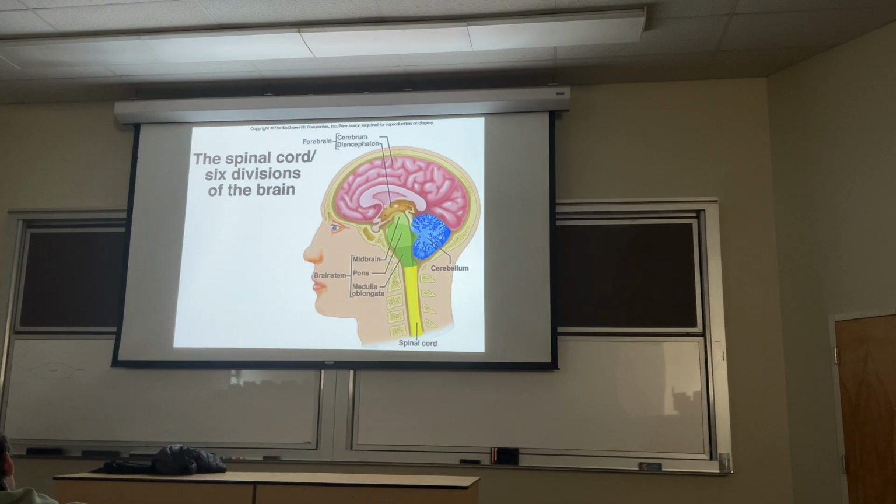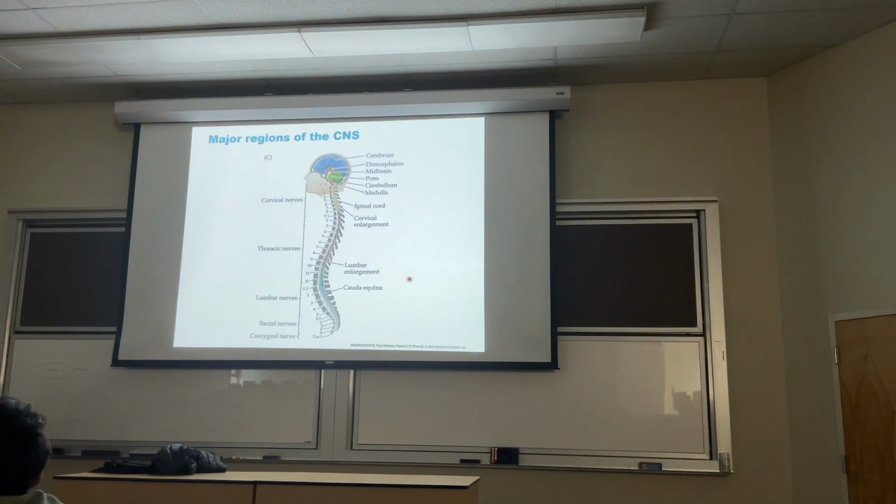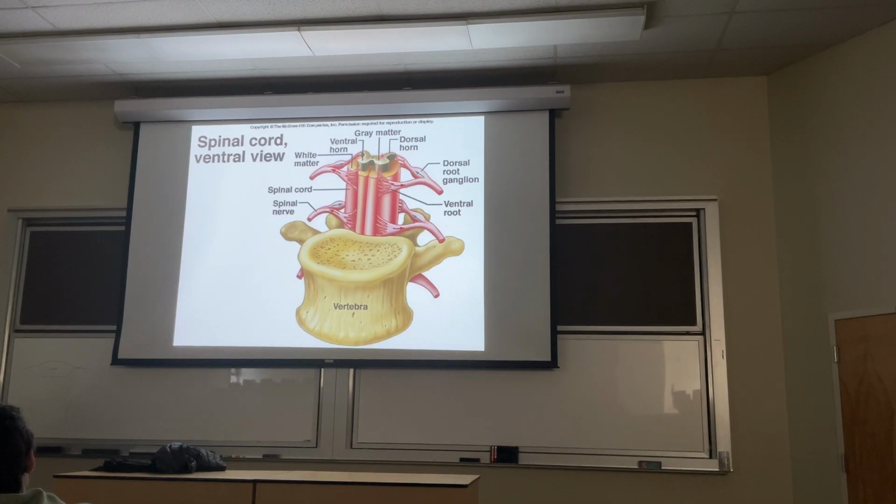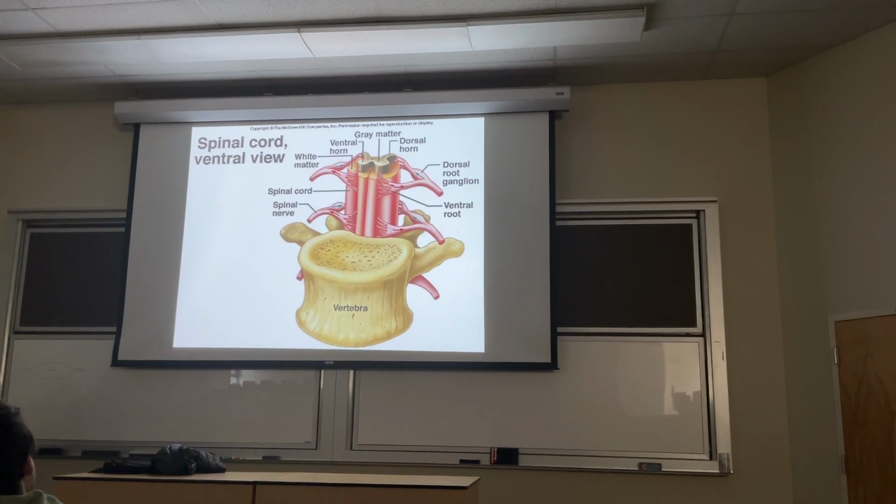Cerebrum, diencephalon, midbrain, pons, medulla oblongata, cerebellum, spinal cord. These are the different regions. Here's your cervical nerves, 31 pair. This is your spinal cord. The inner area is gray matter. That's neuronal cell bodies and dendrites and the like, primarily. That's the H, or the butterfly shape. And the outer region is the white matter. That's mostly axons, mostly myelinated axons.